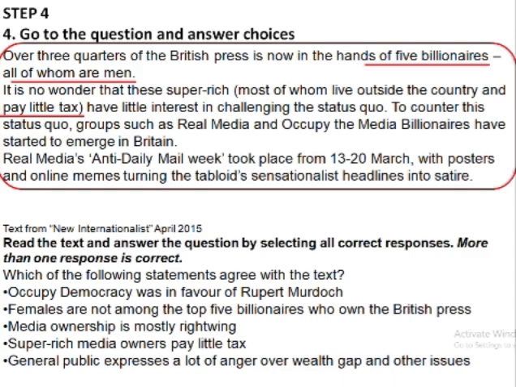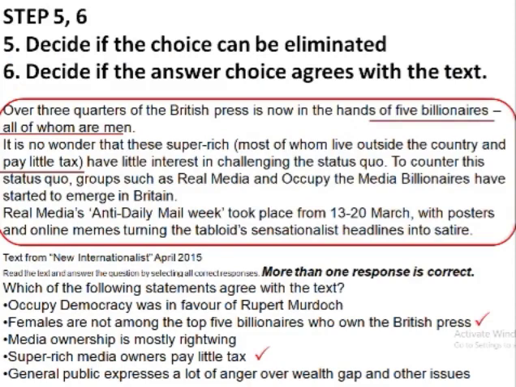Then media ownership is mostly right wing. Nothing like that is mentioned here. Super rich media owners pay little tax. Yes, that's also mentioned, and we can see that. So far we can say that the second and the fourth answer choices are correct, because we know more than one response is correct. So we'll keep on reading.